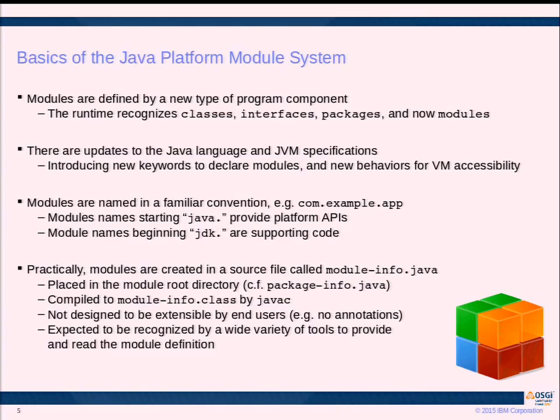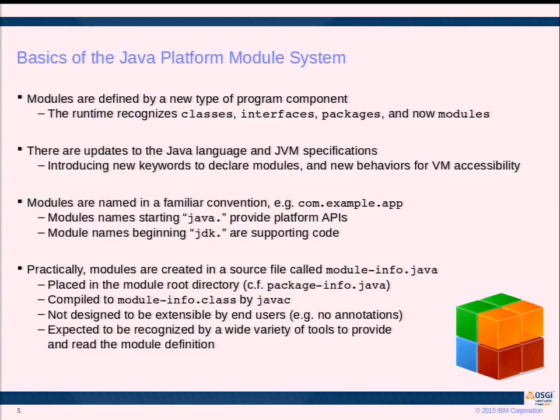By convention, modules will be named in a very similar way to packages. So when you see modules with com.example.app, that kind of naming convention, these are modules defined by end users. Module names that begin with java. will be those which export a platform API, and those which begin with jdk. are implementation modules. Those are reserved namespaces for the platform itself.